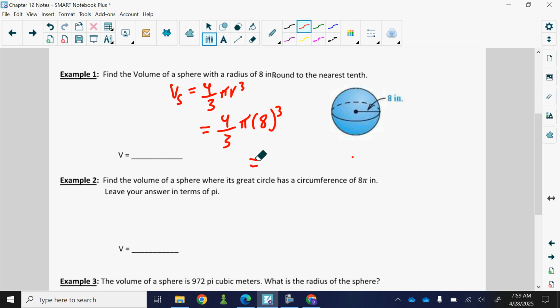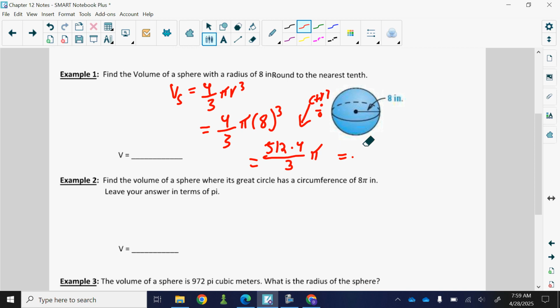Okay, so 8 cubed is 512. So we have 512 times 4, all of that over 3, and then pi still hanging out here. So in your calculator, you can hit Control, Divide, put that in your fraction, and it should simplify it for you. So 512 times 4, and then divided by 3.